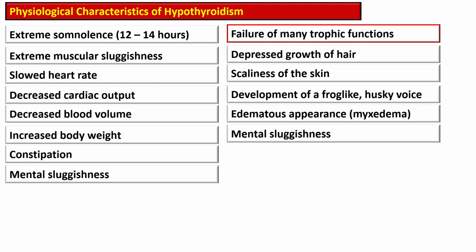The skin appears dry and scaly with coarse hair, and hair growth is also slow. The voice is frog-like and husky due to thickening of the vocal cords. Myxedema also develops, which is widespread non-pitting edema with a puffy face, thickened features, and swelling especially around the eyes and lips. The same symptoms occur whether hypothyroidism is caused by autoimmune thyroiditis, endemic goiter, or destruction of the thyroid tissue by surgery or radiation.